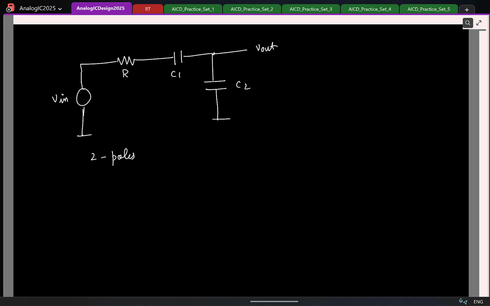So how many zeros do I have? 1 zero. Why not 2 zeros? If you need to have 2 zeros, I should be able to short 2 capacitors simultaneously and the output should still be non-zero. But here if I short 2 of them simultaneously, the output is 0. So we have 1 zero. Clear? Okay.